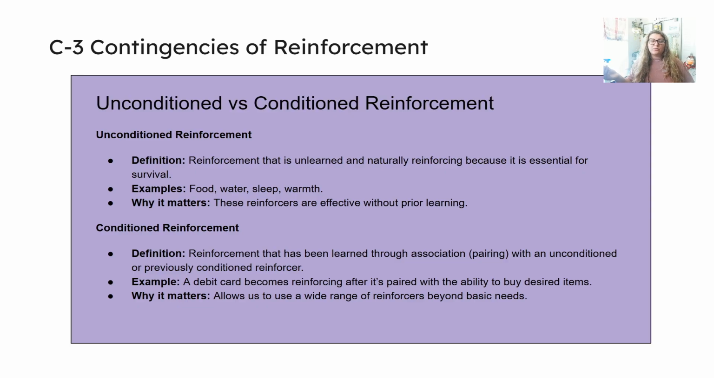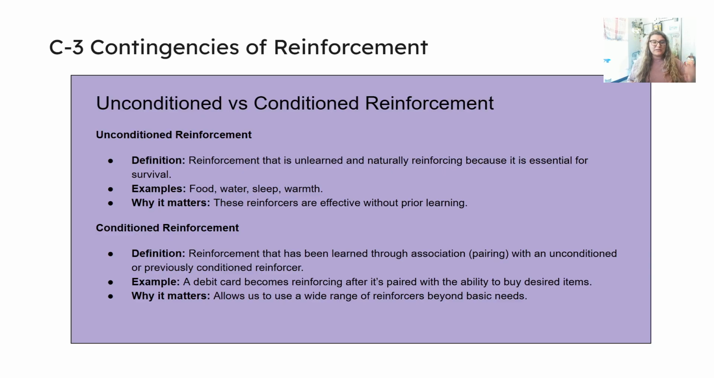So your unconditioned reinforcement is reinforcement that is unlearned and naturally reinforcing because it is essential for survival. So that is your basic needs. That is your food, water, sleep, shelter, things like that, things you need to survive. These are automatic reinforcers that are effective without prior learning. That's not something that you learned or are taught. It's just things that you need and you automatically know that you're going to get them, hopefully.